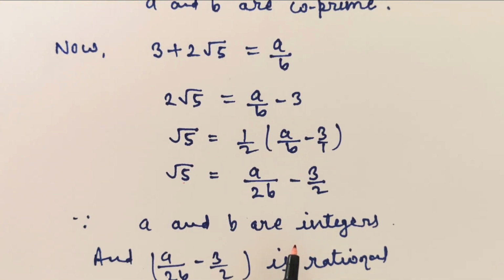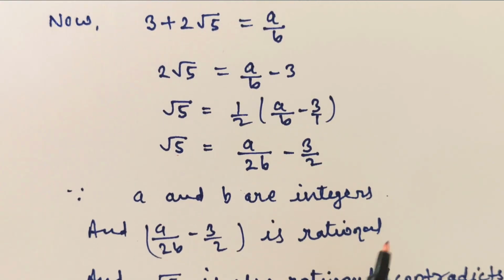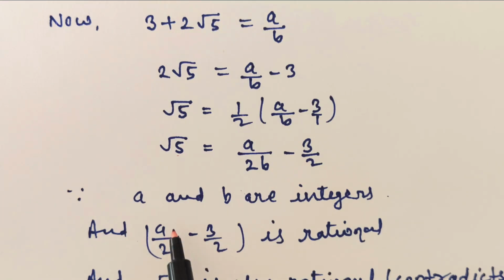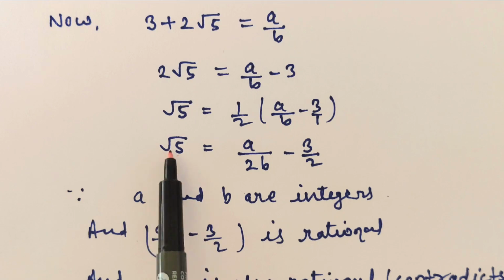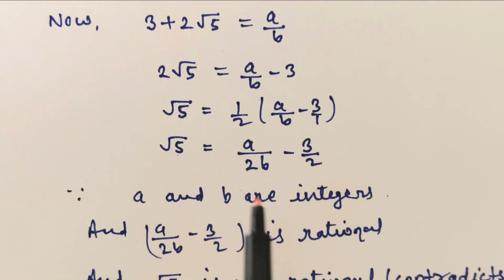So we can write the statement that A and B are integers. Here, A and B are integers, and A by 2B minus 3 by 2, if you simplify it, comes out as a rational number, and it can be expressed in A by B format. So we can simply say that this is a rational number. But you are looking here, it is again root 5, and root 5 is an irrational number.